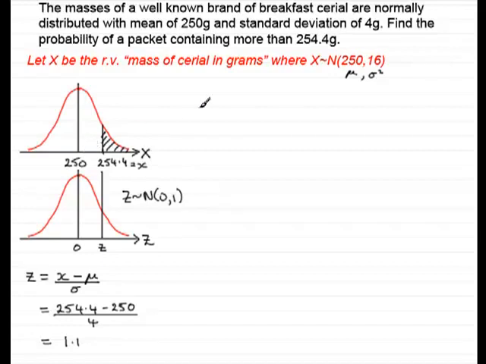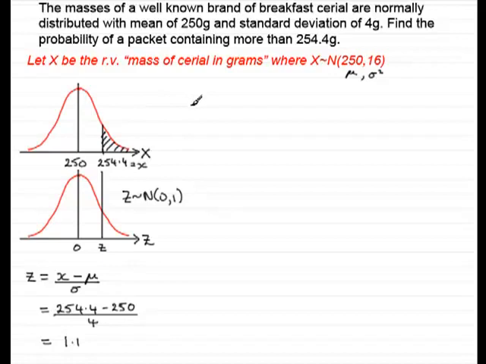One standard deviation is 4, and 0.1 of a standard deviation would be 0.4. So that would be 4.4 if you went 1.1 standard deviations above. And you can see, if you add 4.4 to 250, you get 254.4. So this observed value is 1.1 standard deviations above the mean, and that's represented by this Z value.